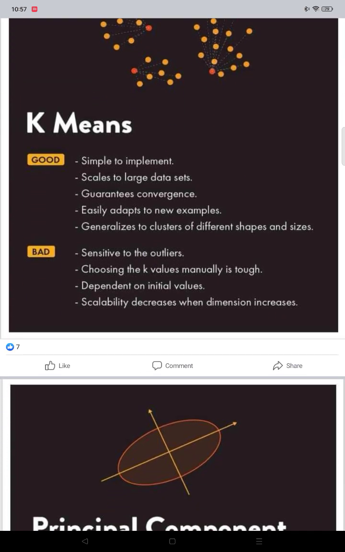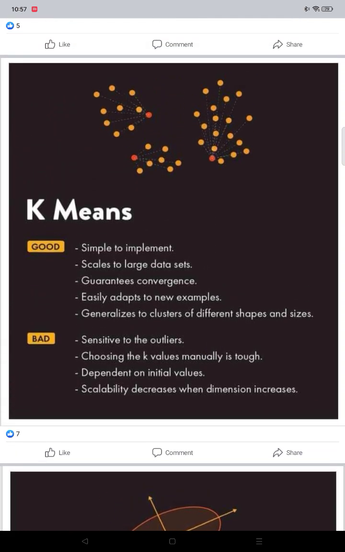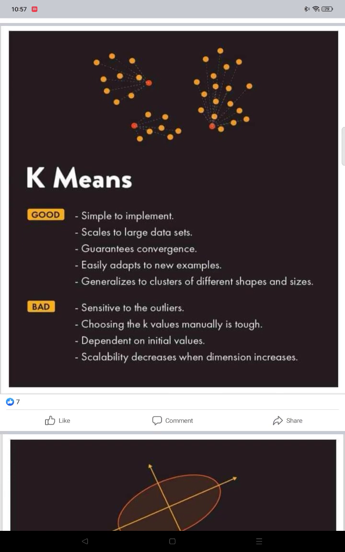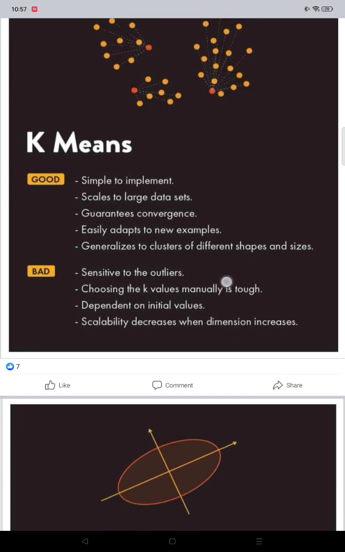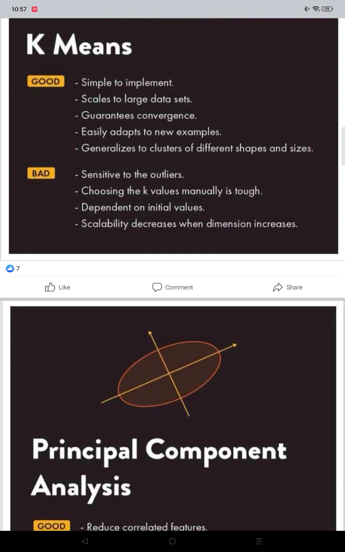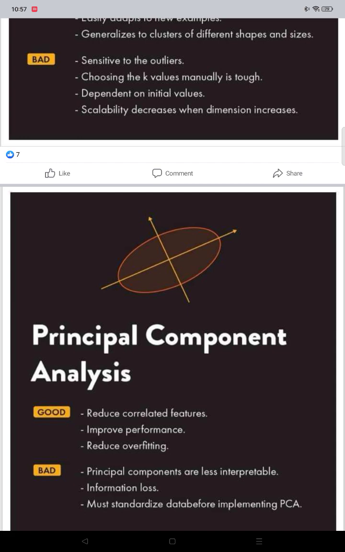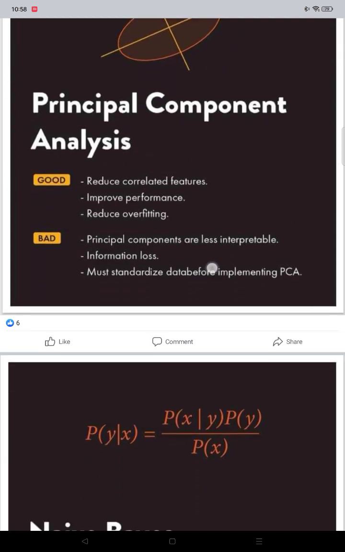K-means, what are the good things and bad things? It is simple to implement and scales to large datasets, guarantees convergence, is easily adapted to new examples, and generalizes to clusters of different shapes and sizes. The bad thing is it is sensitive to outliers, choosing the k value manually is tough, it is dependent on initial values, and scalability decreases when dimensions increase.